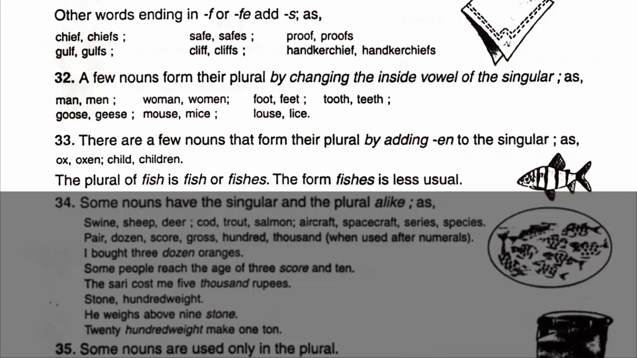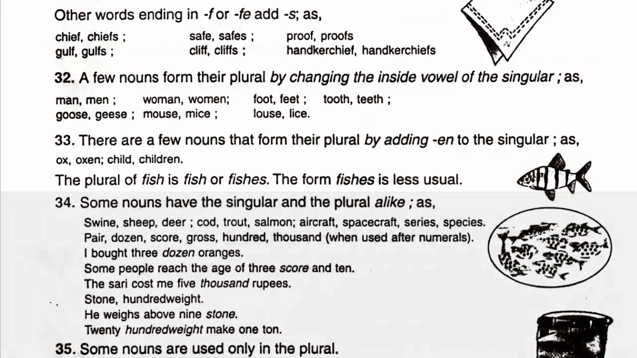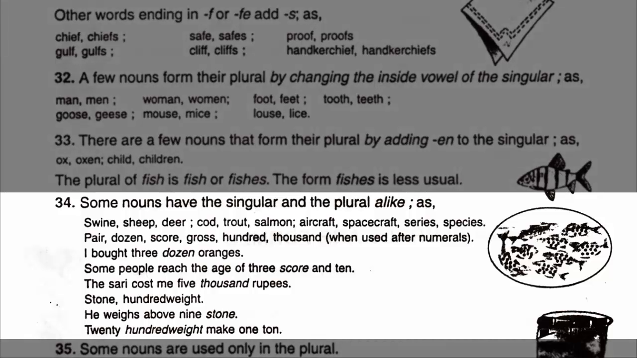The plural of fish is fish, or fishes. The form fishes is less usual. Some nouns have the singular and the plural alike. As swine, sheep, deer, cod, trout, salmon, aircraft, spacecraft, series, species.